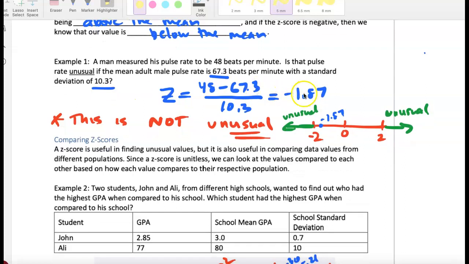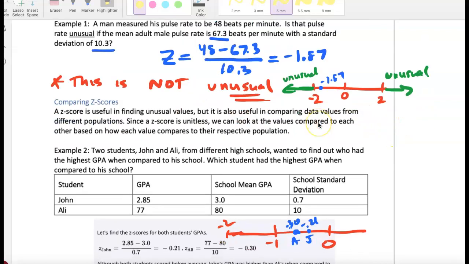You calculate the value at negative 1.87, and you can see in this number line here, it's not unusual because it's not more than 2 standard deviations below or above, right? And that's that greenness there.